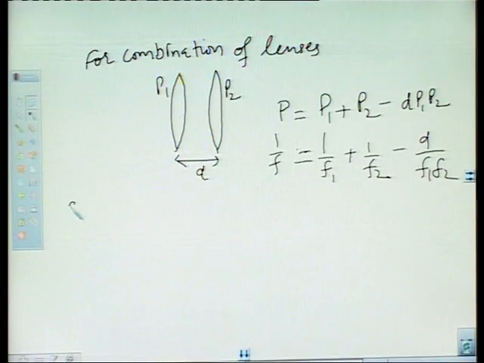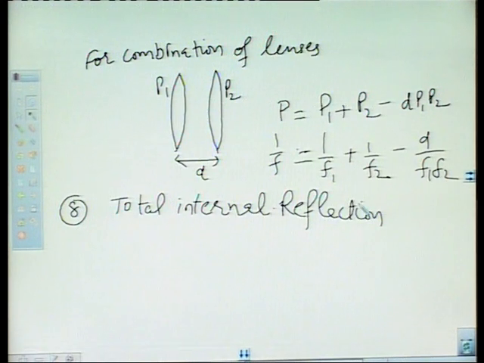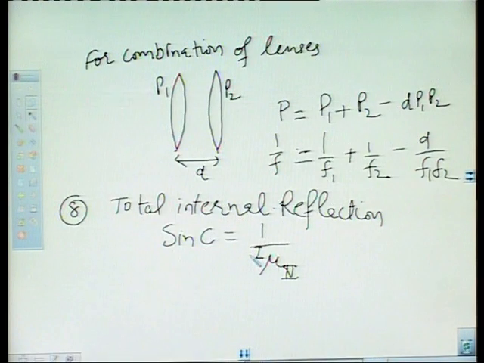Next is the total internal reflection. For total internal reflection, sine of critical angle is equal to 1 over the refractive index of the denser medium with respect to the rarer medium. This is for total internal reflection.